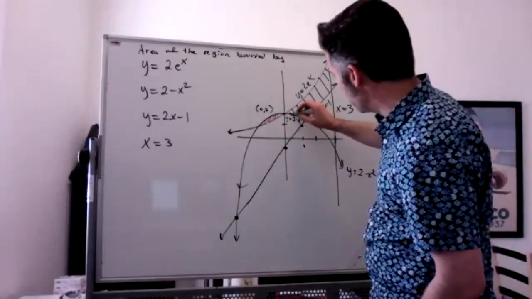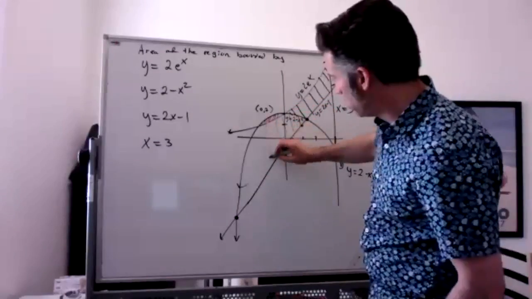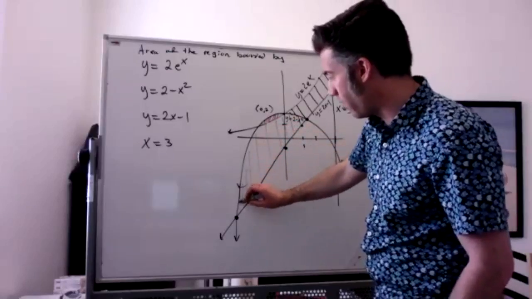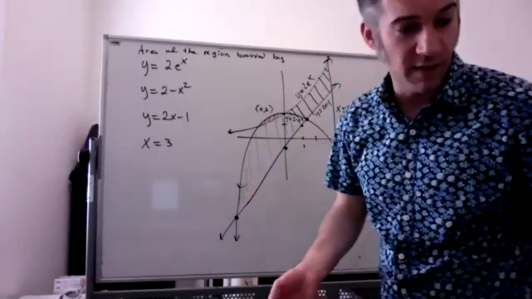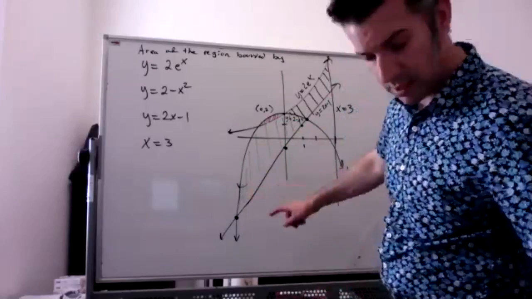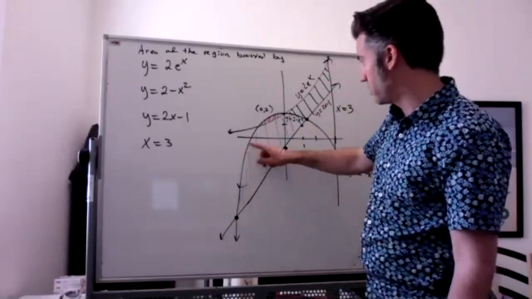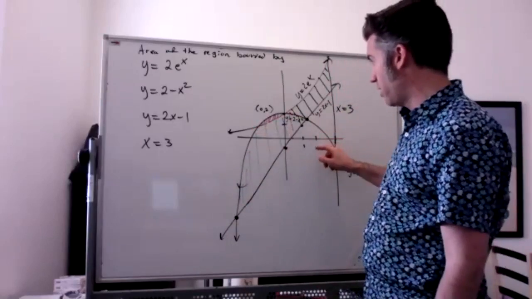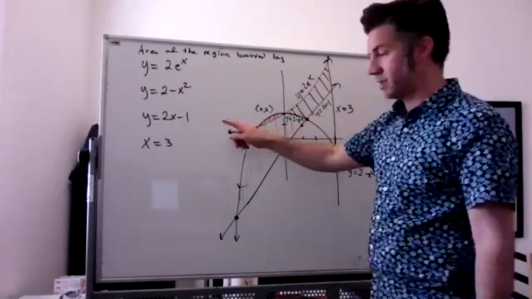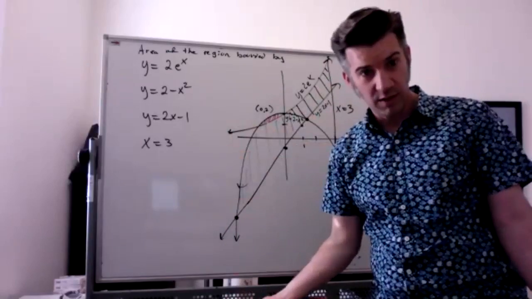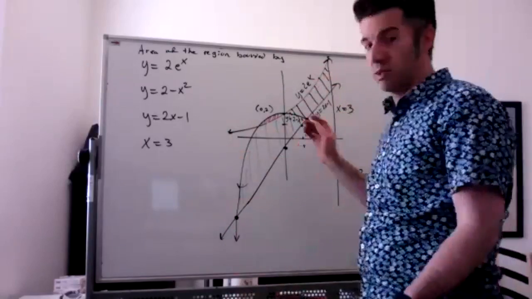This region here in blue is also not what I want, because it only has 3 of the functions as boundaries. It has y equals 2x minus 1, it has y equals 2 minus x squared, and it has y equals 2e to the x, but it doesn't have x equals 3. So this region here is the region we want.